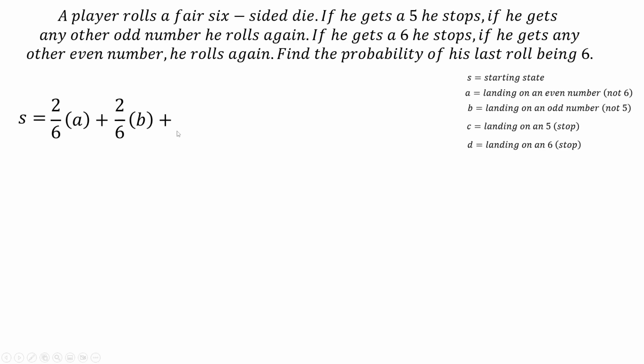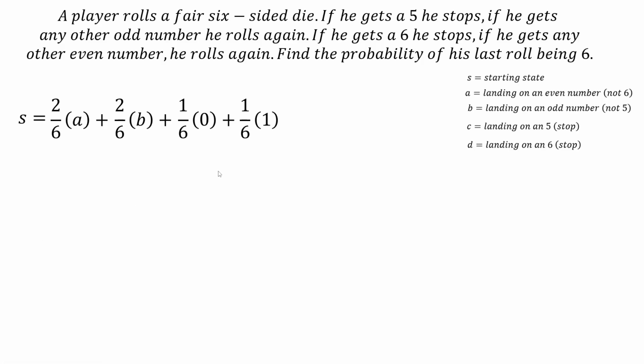Or there's a 1/6 probability that we actually land on a 5, in which case that would be 1/6 times 0, because this does not contribute to the probability we want. We're looking for the probability that the last roll is 6, so this would be a 0, because that's not the stopping condition that we want. And then finally there's a 1/6 probability of landing on a 6, in which case we'd stop, so 1/6 times 1.